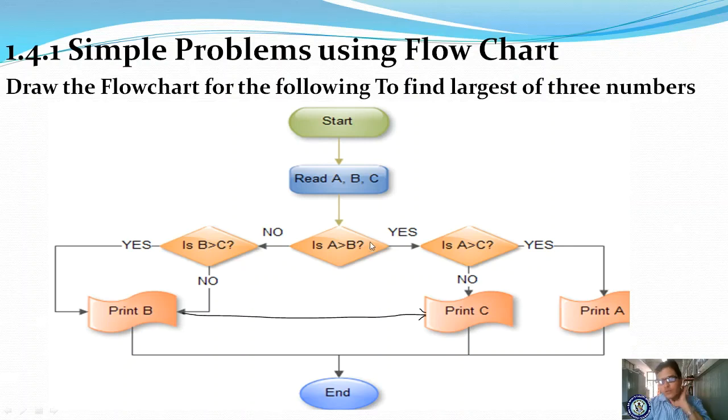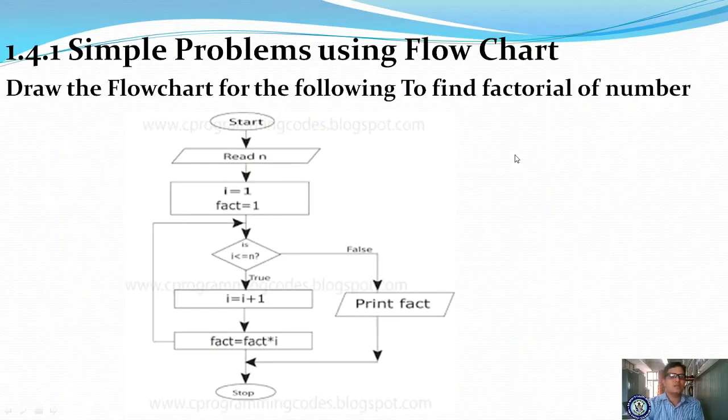For example, if a greater than b is false, then it will check one more condition, one more decision, b greater than c. If it is yes, it will print b. If it is no, then it will print c. So here we have to make a little correction. Afterwards finally it will end. Likewise, you can execute these flowcharts for addition of two numbers, sorry, three numbers. Okay, and next, simple problems.